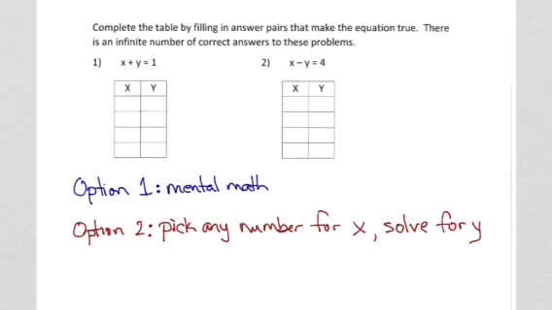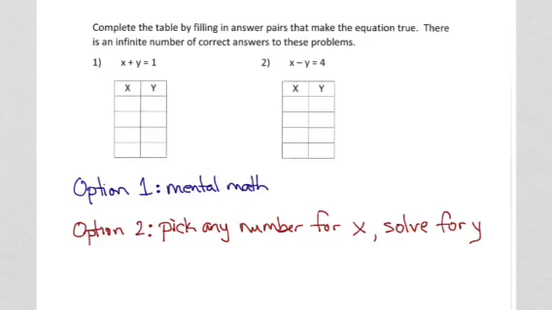All right, so your job today is to find some answers to some simpler problems. It says complete the table by filling in answer pairs that make the equation true. There's an infinite number of correct answers to these problems, so you won't have the same answers as your neighbor, probably.